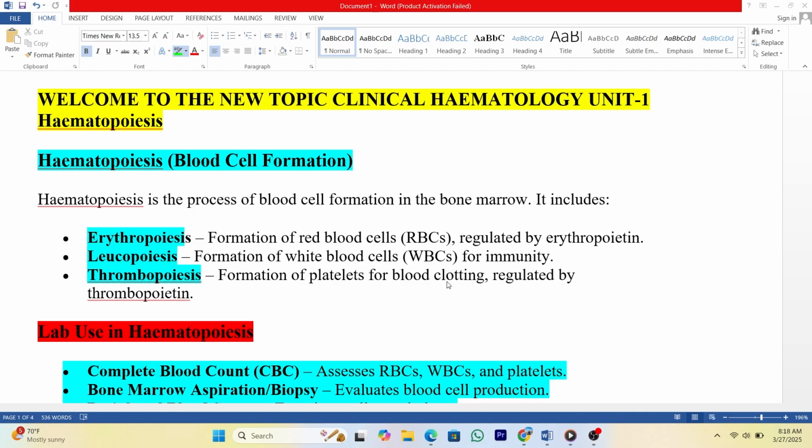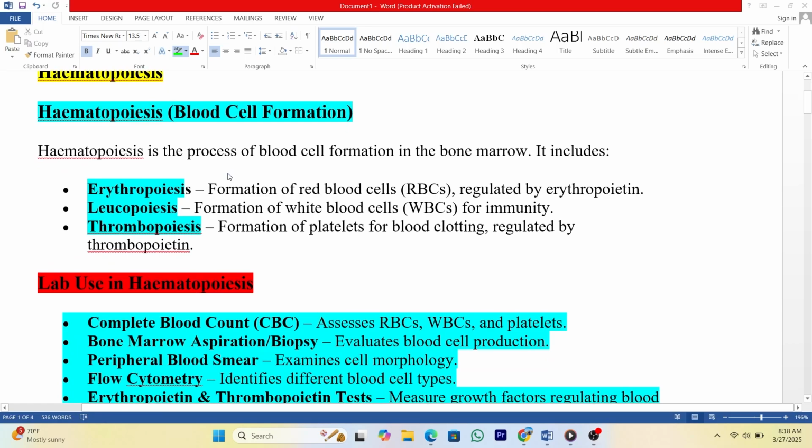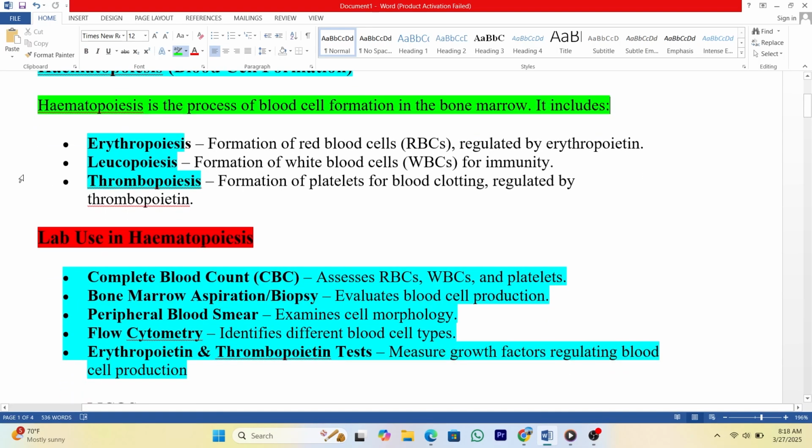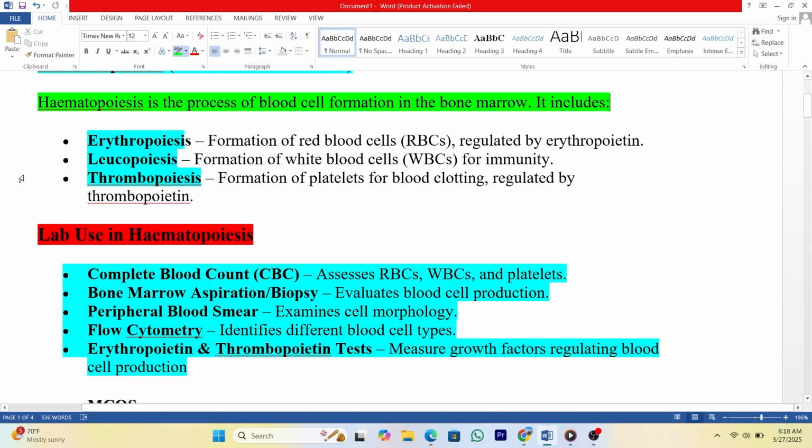Haematopoiesis, blood cell formation. Haematopoiesis is the process of blood cell formation in the bone marrow. It includes erythropoiesis, formation of red blood cells, RBCs, regulated by erythropoietin. Leukopoiesis, formation of white blood cells, WBCs, for immunity. Thrombopoiesis, formation of platelets for blood clotting, regulated by thrombopoietin.